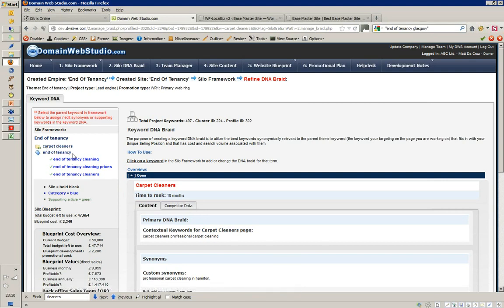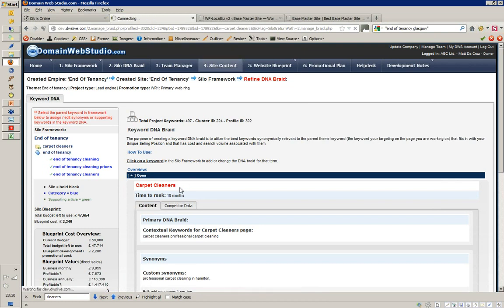But the whole theme of the site is around end of tenancy, and we're going to target it geographically as well. So for your exercises and the work that you're going to do, just start off, map out your first keyword and build out your single silo, and then you want to come and actually write the content.